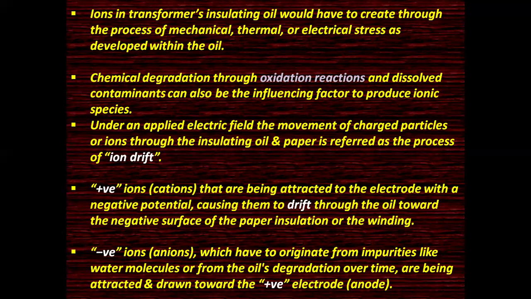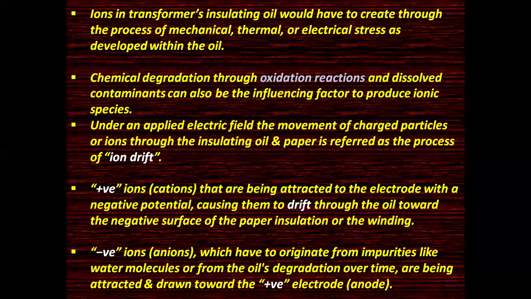Ions in transformer insulating oil are created through the process of mechanical, thermal, and electrical stress developed within the oil. Chemical degradation through oxidation reactions and dissolved contaminants can also be an influencing factor to produce ionic species.